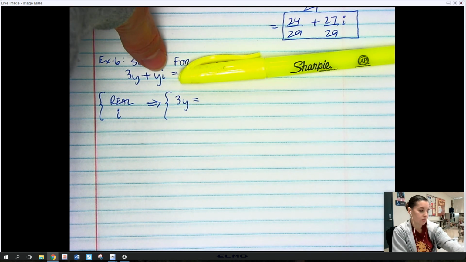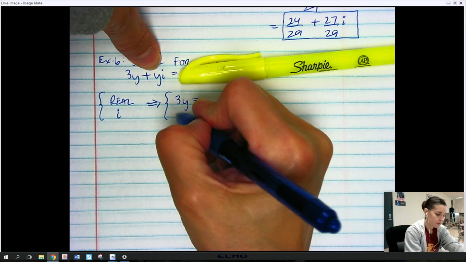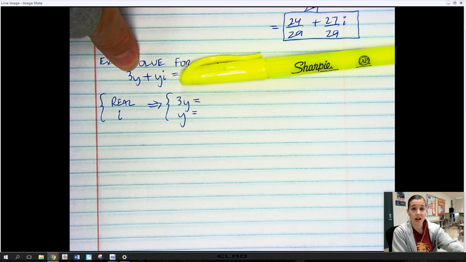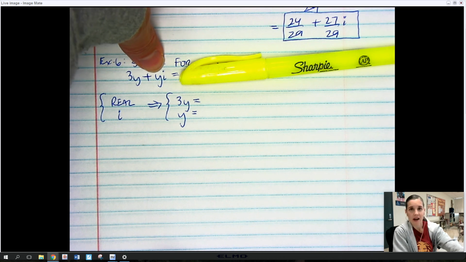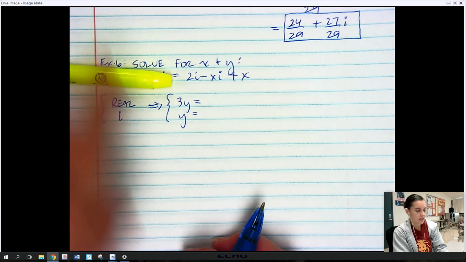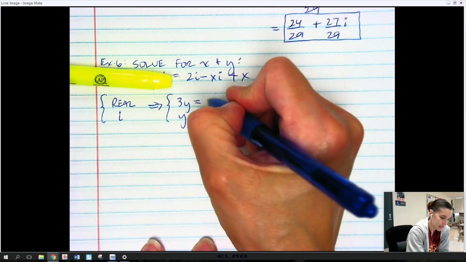Now I go to the imaginary part. What's the imaginary part here? The yi. I'm not going to write the i though, because then that's just going to confuse me on some things. So I'm just going to write the y. Okay, so one more time. The real part on the left was a 3y. The imaginary part was the yi, but you just ignore the i for right now because we're going to try to solve. Okay, now let's go to the right-hand side. So on top I have real. What's the real that I have? The real is the x.